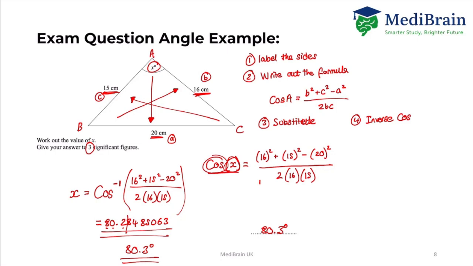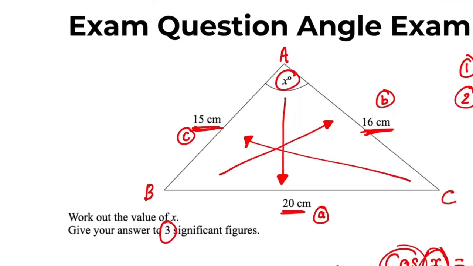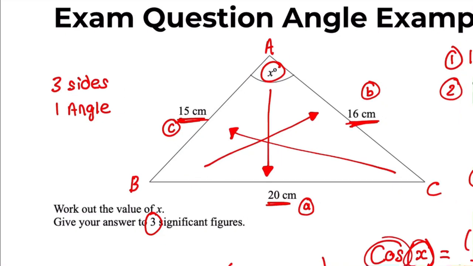And notice here, we're using the cosine rule because we have 3 sides and 1 angle, including x. If it's a 2-2 split, then it's the sine rule. If it's a 3-1 split, then it's the cosine rule.